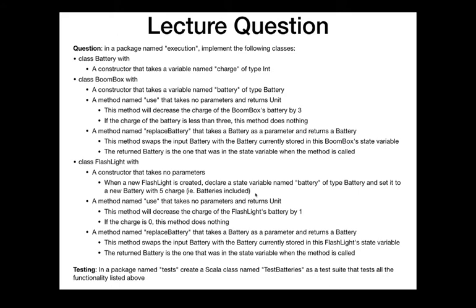When we use the flashlight, it's going to use up 1 charge. If the charge is 0, does nothing. And technically, a negative charge should also do nothing, but we're going to assume that we're using these properly. We don't have any such thing as a negative charge. But technically, if you happen to create a battery with negative charge, doing nothing would be the expected behavior. So 0 or less does nothing and doesn't deplete the battery. And then replace battery, which is the exact same thing as replace battery in the boombox class.